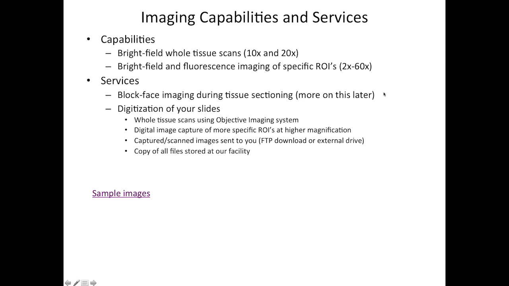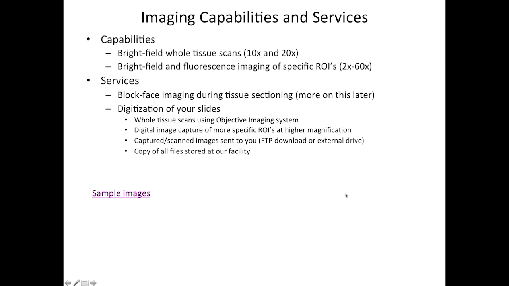So what we offer with this equipment and all these capabilities is whole tissue scans using our scanning system, and digital capturing of more specific regions of interest at higher magnification. These images will be sent to you either through an FTP download or an external flash drive or hard drive. And all of these images will be kept stored at our facility just in case something happens with a shipment or a download, if something is damaged in transit.